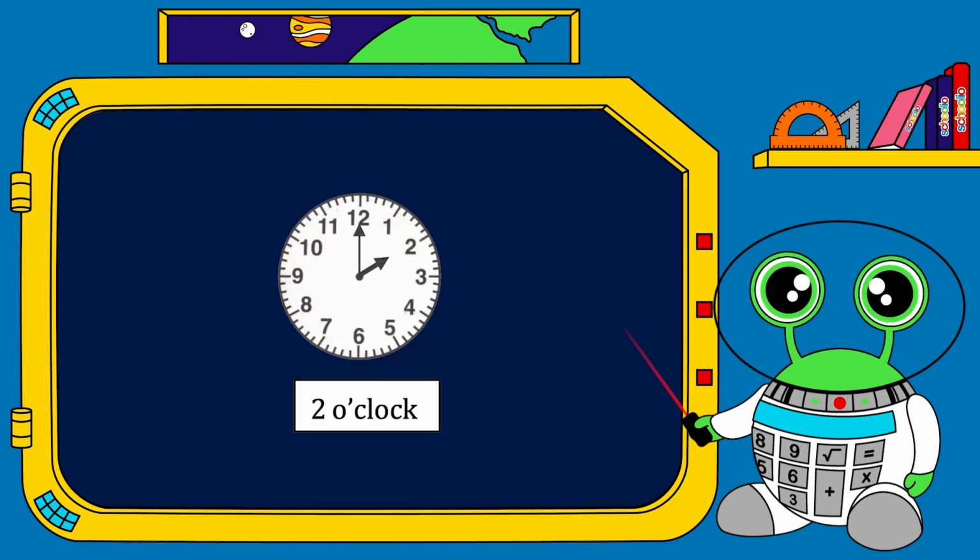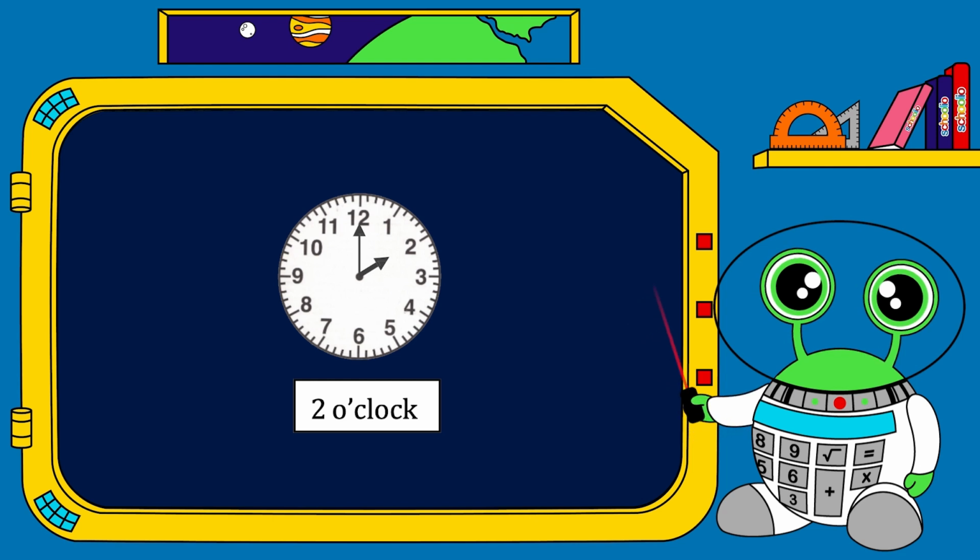When the minute hand is pointing straight up at the 12, that means it is exactly on the hour. Whatever number the hour hand is pointing at, it is that number o'clock.